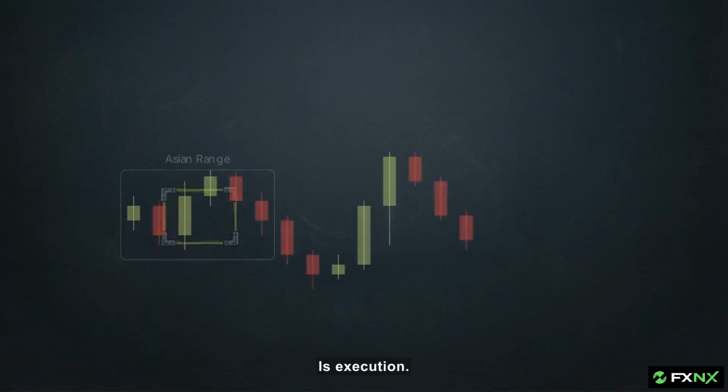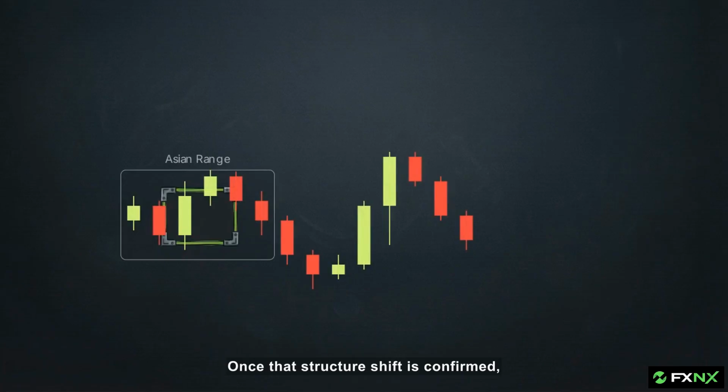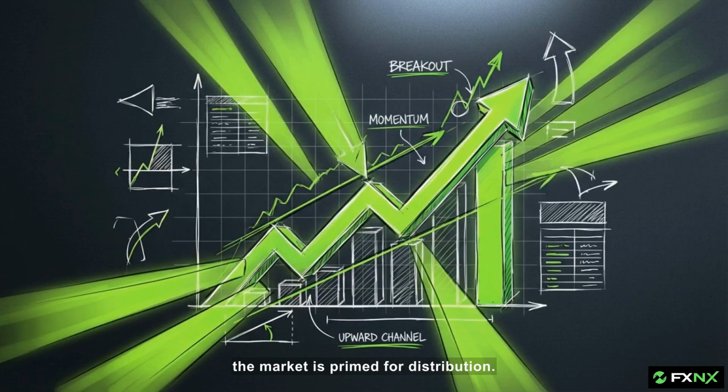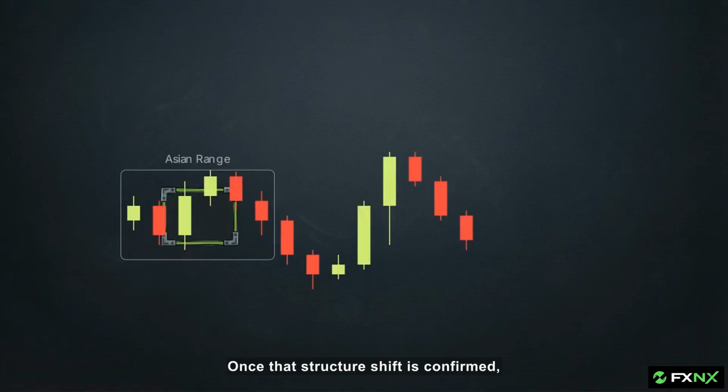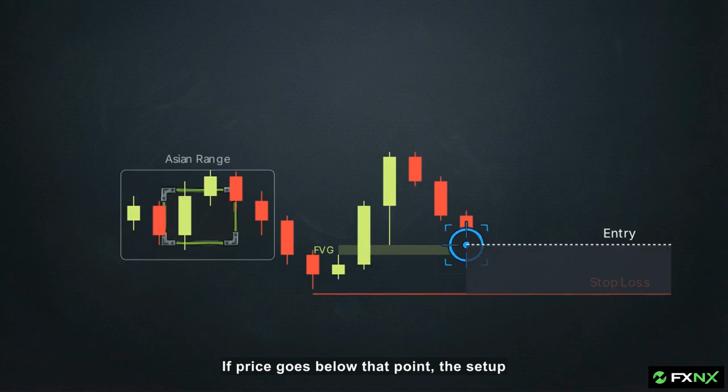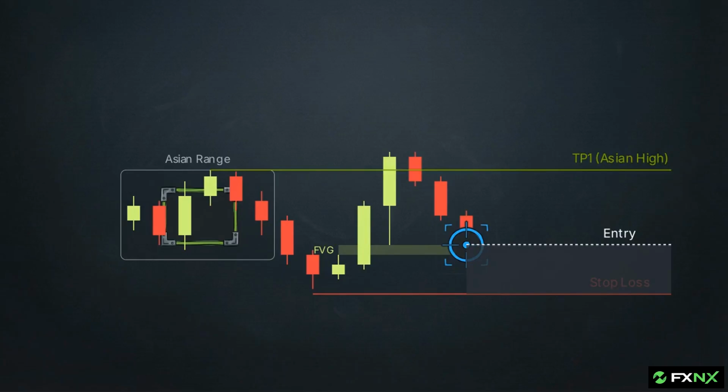Step 5 is execution. Once that structure shift is confirmed, place your buy order right at the fair value gap. Next, define your risk. Set a hard stop loss exactly below the lowest wick of the Judas Swing drop. If price goes below that point, the setup is invalid. Now, scale out your profits. Place your first take profit at the Asian high.